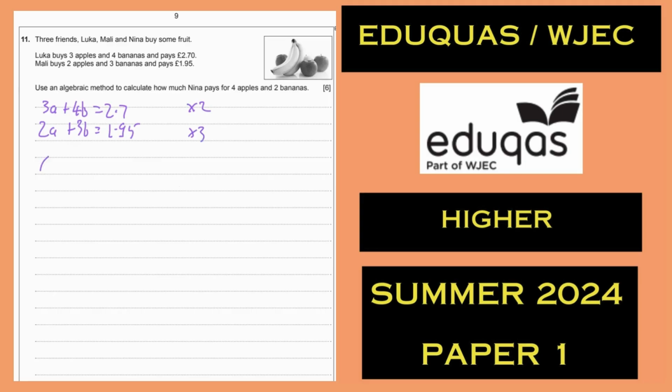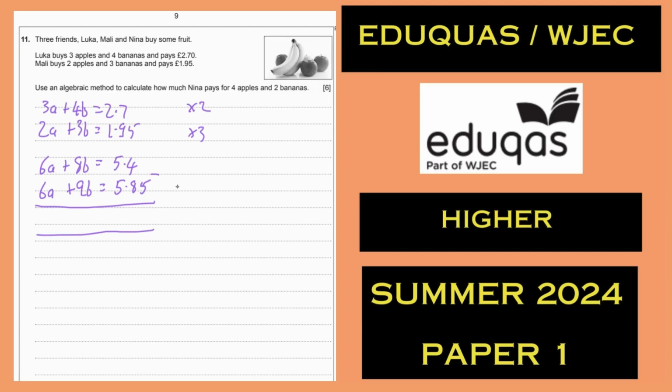Doubling the top equation, 6A, 8B and £5.40. Trebling the bottom, 6A, 9B. Treble £1.95, you get £5.85. So we take off 15 pence from £6. Or do your own method for multiplication over here. Upside down for me, I'm going to do bottom take away top.